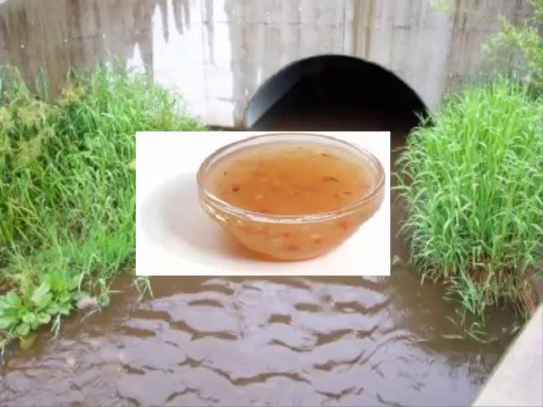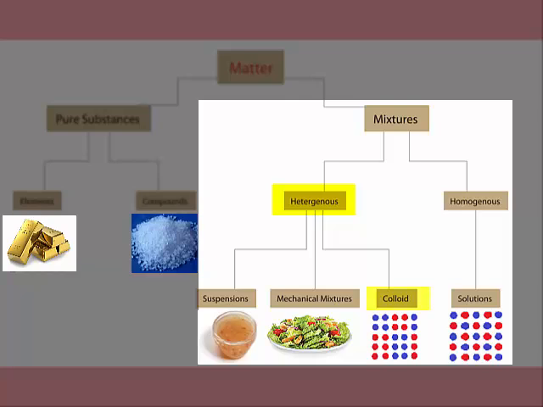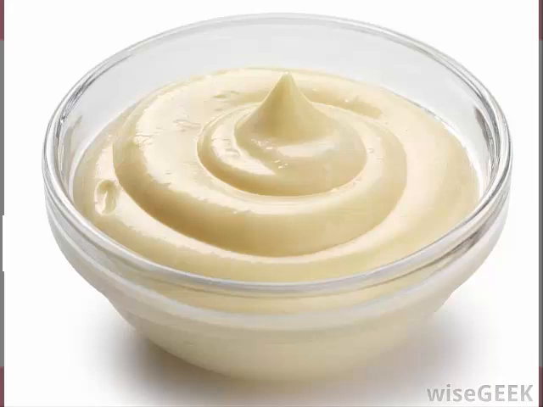Continuing with heterogeneous mixtures is colloid. Now, again, we're talking about smaller and smaller particles here. A colloid is where the particles are so small that they stay suspended indefinitely. Mayonnaise, for example, is a great example of a colloid. Fat molecules inside of the mayonnaise stay suspended in the mayonnaise indefinitely. They don't separate out. That's why it's called a colloid.